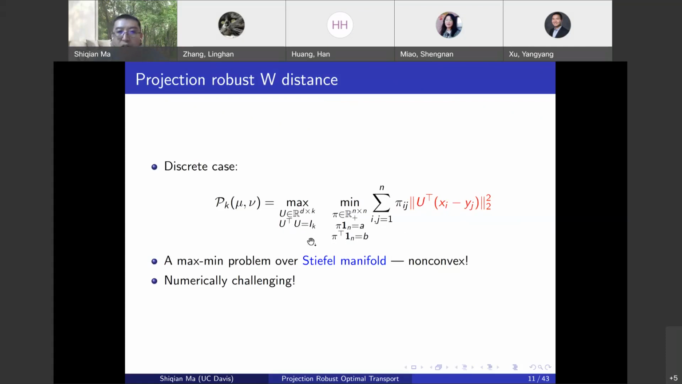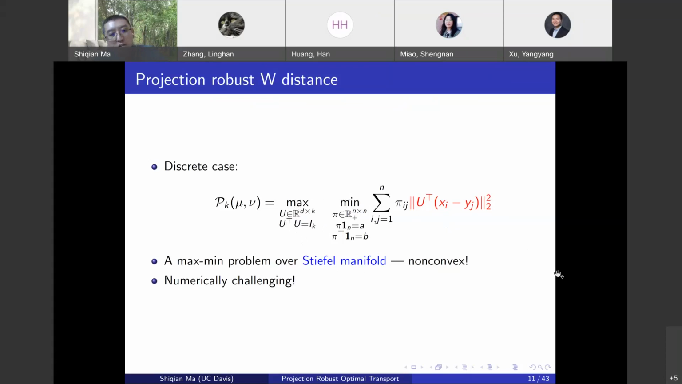In the literature of Riemannian optimization, this constraint is also known as the Stiefel manifold constraint, and it is non-convex. So you can see that to compute the projection robust Wasserstein distance, this is a max-min problem, and there is also some non-convex constraint. So it looks very challenging to solve.